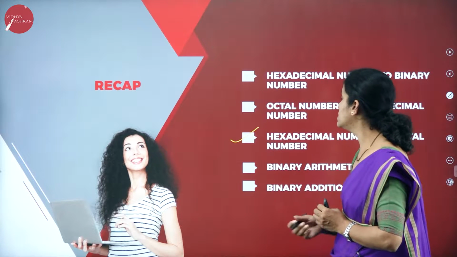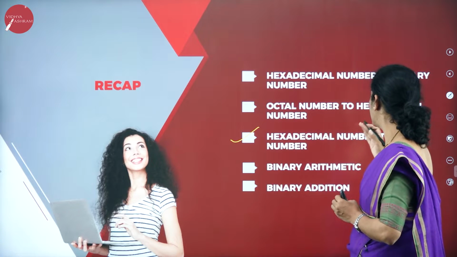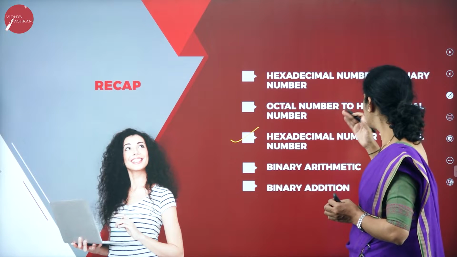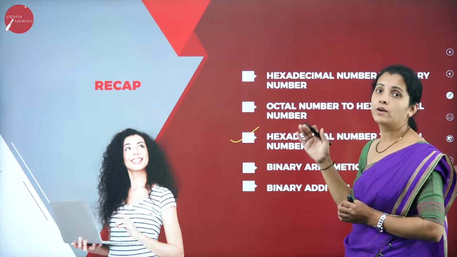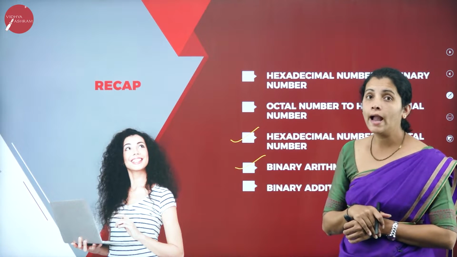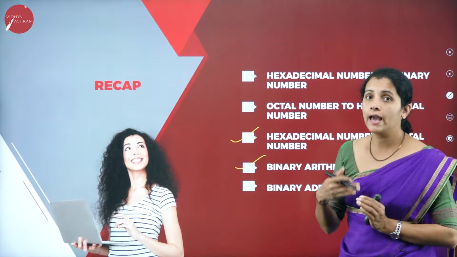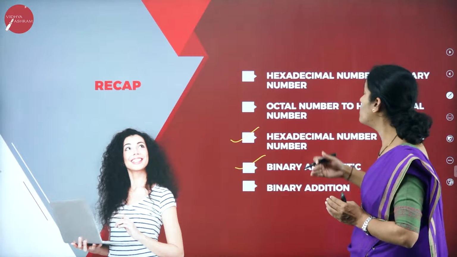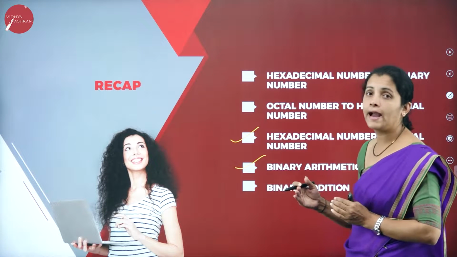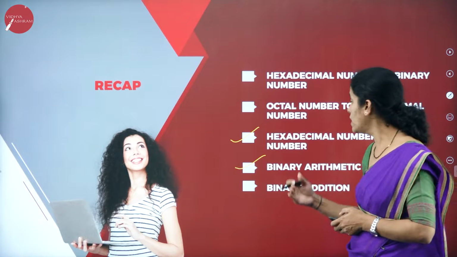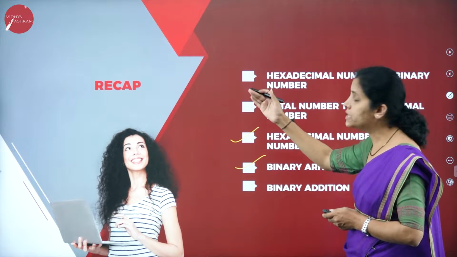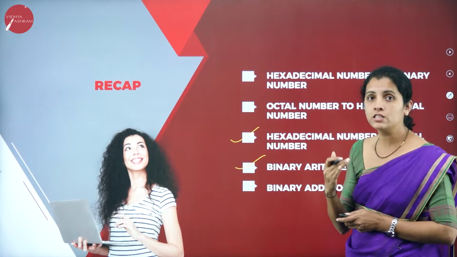Then we discussed how to convert a hexadecimal number to an octal number and the rules I need to follow while converting. Then we discussed binary arithmetic and how to perform it, and the rules I need to follow. Along with that, we discussed how to perform binary addition. So these are the topics we discussed in my previous session.